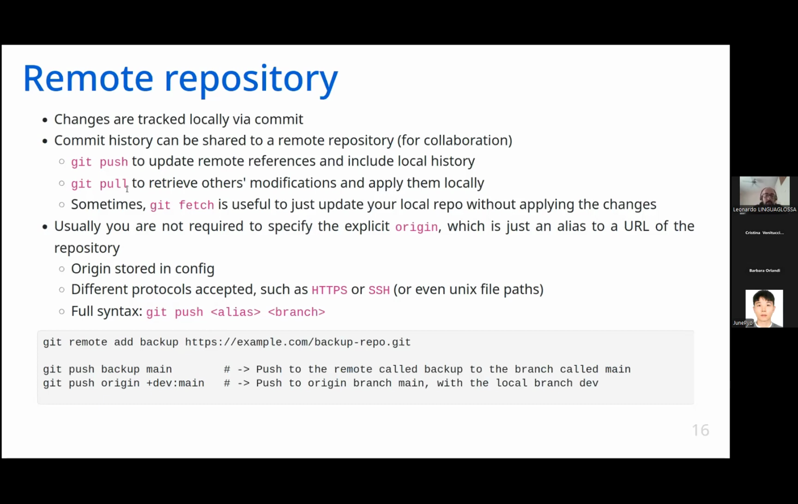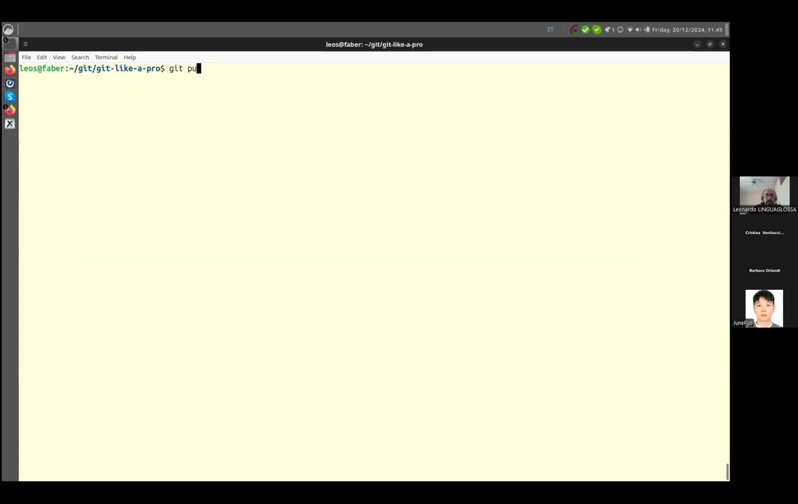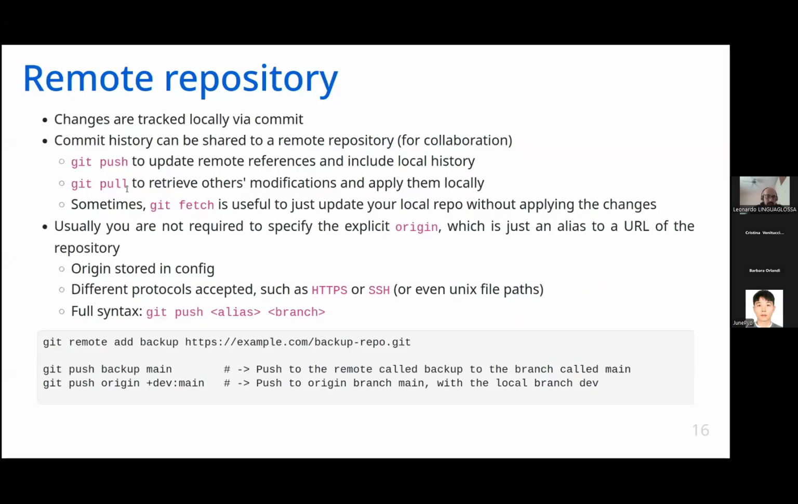So if I had other collaborators in my repository, I could have done a git pull here to retrieve all the modifications that other people have done. But for the moment, everything is up to date. You can even separate retrieving modifications and applying them locally, or fetching the modifications and checking if you want to apply them locally or not. This is why we have these two slightly different commands: git pull, retrieve and apply, or git fetch, just retrieve without applying.